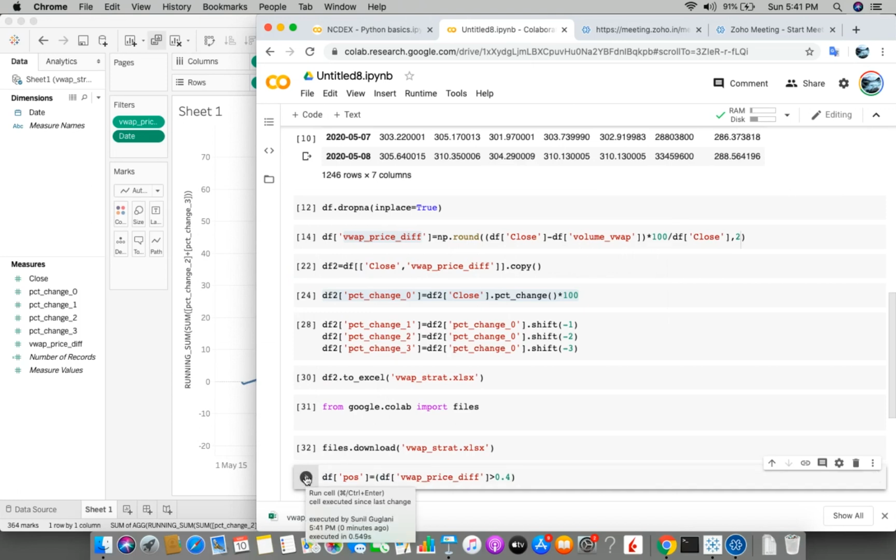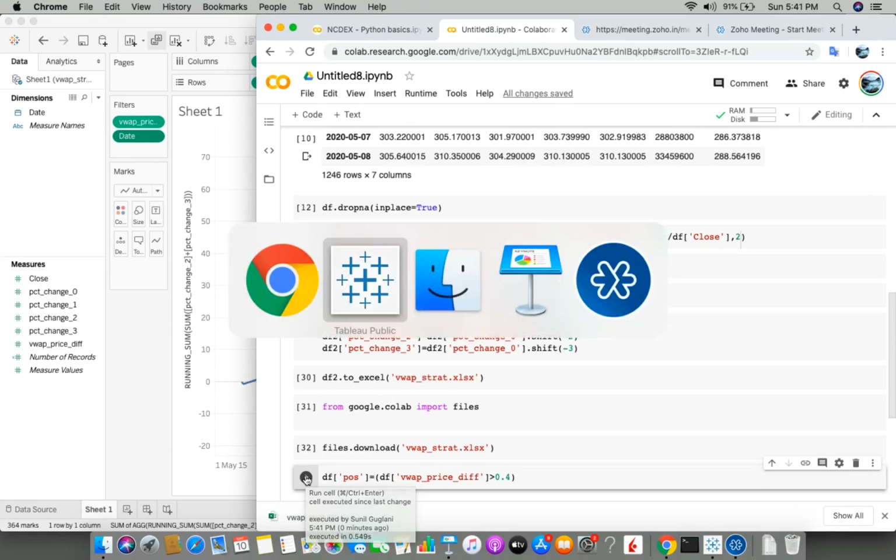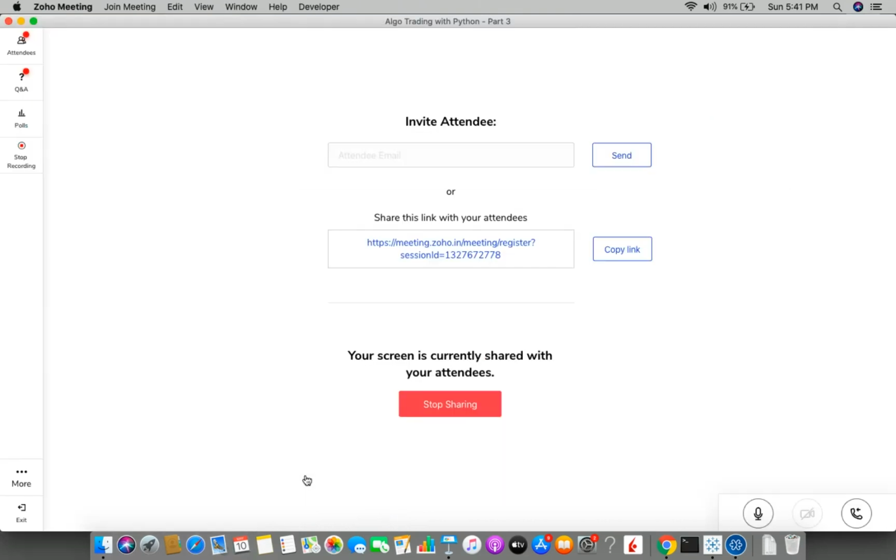So I hope everybody is getting me on this. If anybody has any question, let's take the questions first, because it is very much required for us to understand this part. Then only we can go further. We'll come to the questions.